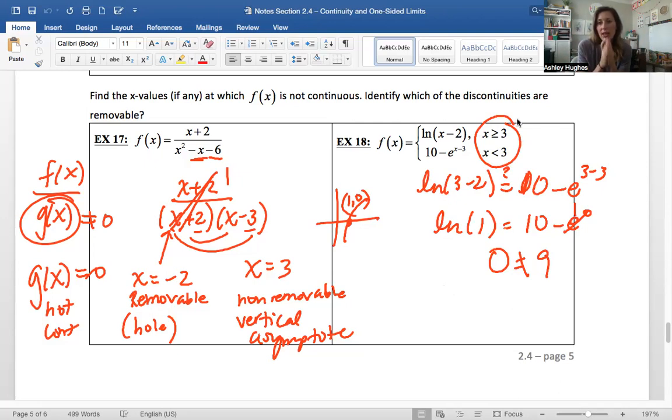Oh, wait, we don't have to get the domain. This question was just, where is it not continuous? So I would say that the discontinuity is at x equals 3. And it's a non-removable discontinuity because this is a jump in the graph. At x equals 3, you are coming into 0 from one side and going to 9 from the other side, and they don't match.